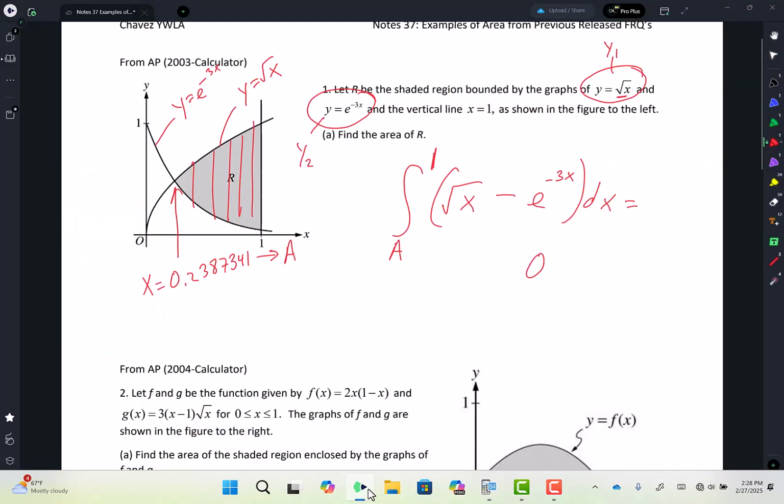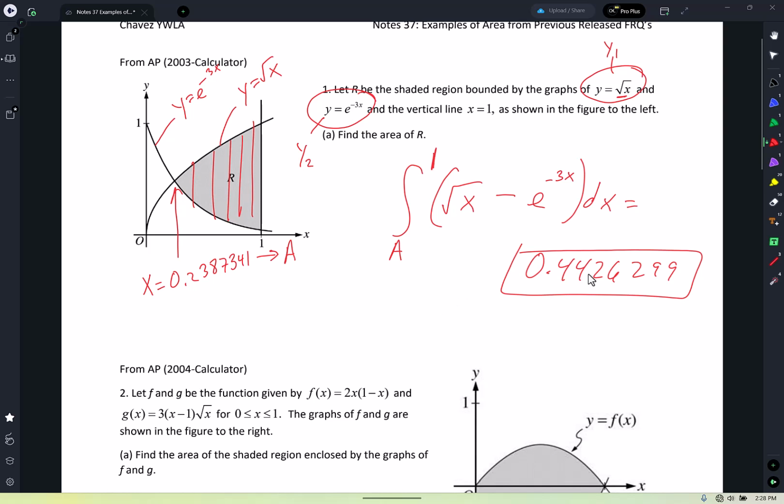This equals 0.4426299. How many digits after the decimal? At least 3. I recommend you put 4, 5, 6, at least 3. So this could have been 0.442 or it could have been 0.443. Let's look at the rubric.